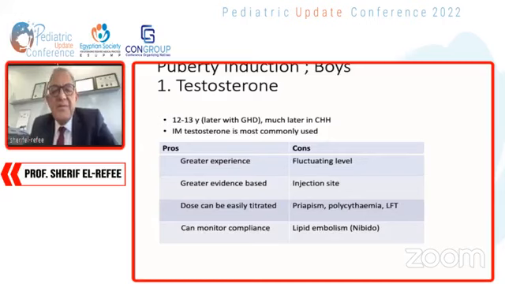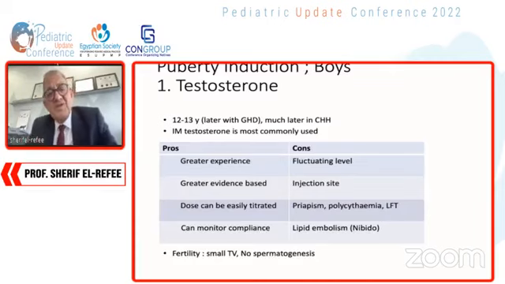However, it can cause pain at the injection site. And as you would expect, it's not very physiologic because you give a high dose every month or so. And also you have to monitor the liver function tests and full blood count for possible polycythemia. And then some preparations, like Nebido, which we don't use actually, can cause embolism.